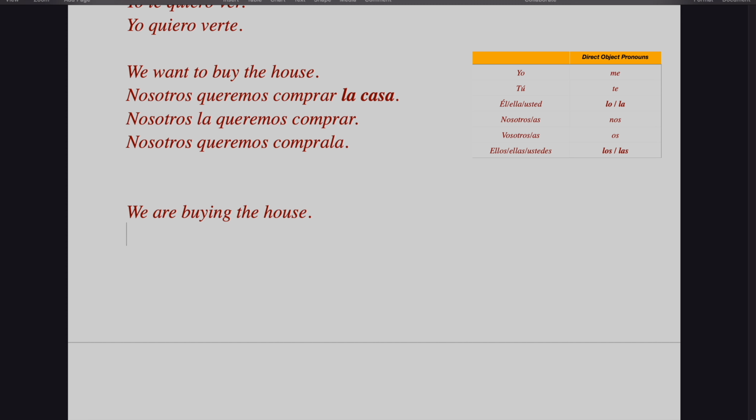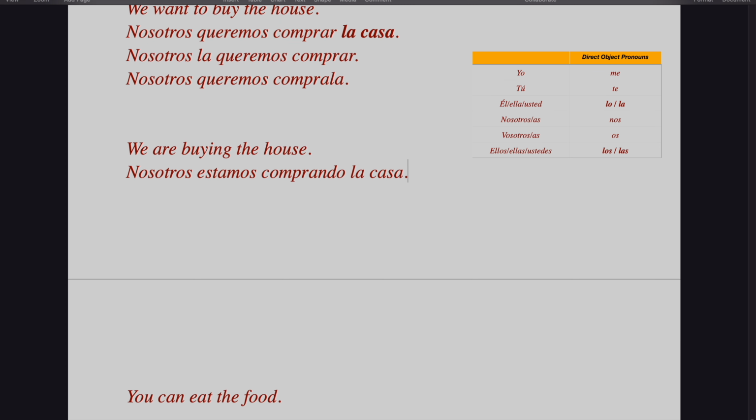Next one, we are buying the house. Now in this case, we have the verb in the continuous tense, the present continuous tense. Nosotros estamos comprando la casa. So I shall replace the casa with it, right? So nosotros la estamos comprando. This is the standard version which we have seen from the beginning.